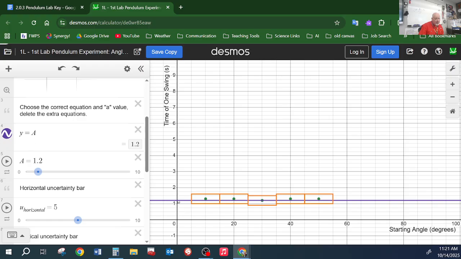About 1.2 would be about right here. It doesn't matter what x is. X could be 20, it's going to be 1.2. X could be 40, it's going to be 1.2. We're pretty much all on this line where it's always going to be 1.2. So y is always going to be 1.2. So keep that in mind.